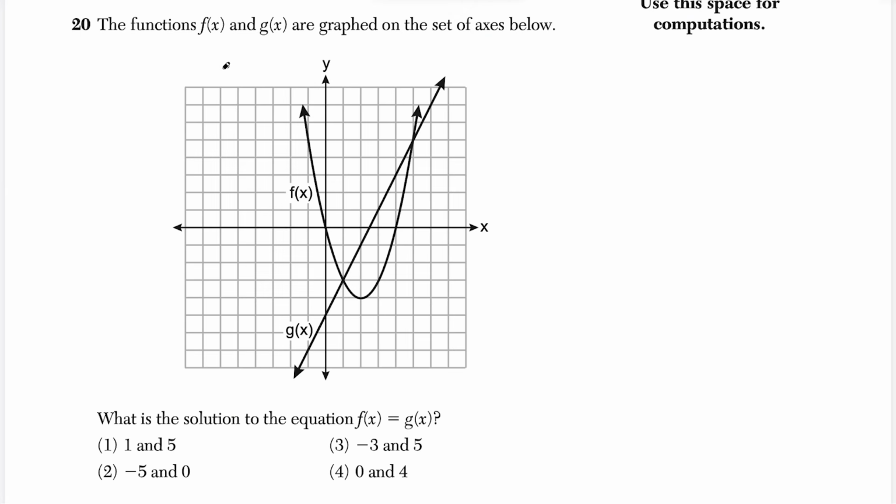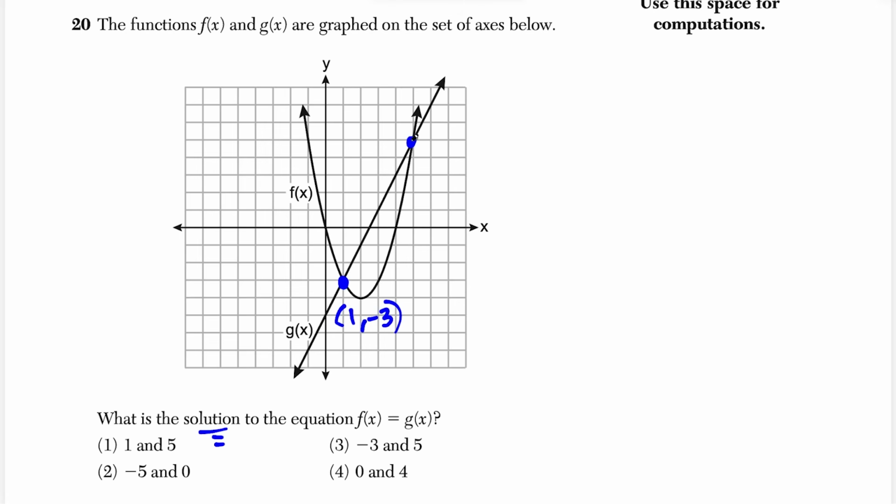Question 20, the functions f of x and g of x are graphed on the set of axes below. And we want to know what is the solution to the equation f of x equals g of x. So for this one, we just have to look for the points of intersection between f of x and g of x. And that's going to tell us where the solutions are. So here, notice that the first point of intersection occurs at x equals 1, and we're going down 1, 2, 3. So 1, negative 3.